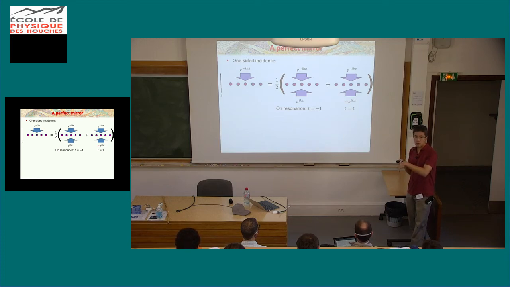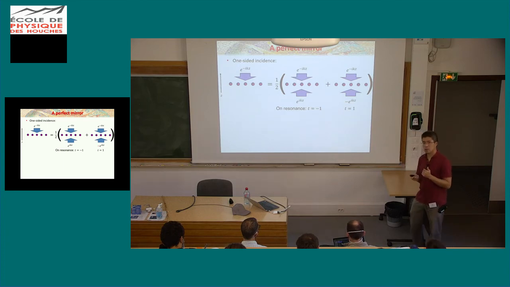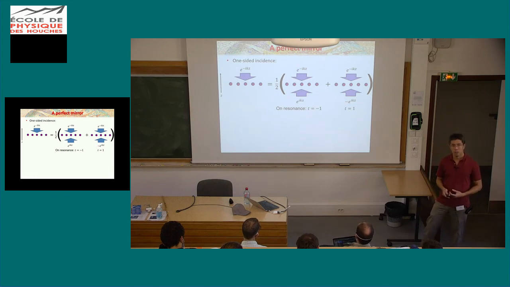Because the atoms are in resonance, the atomic dipole moments, the induced dipole, become 90 degrees out of phase with the field. And then the field that this atomic dipole radiates is another 90 degrees out of phase. So basically the field that's re-radiated by the atoms is going to be out of phase with the light that comes in. But I have to get all the light out, and therefore the transmission coefficient has to be minus 1.